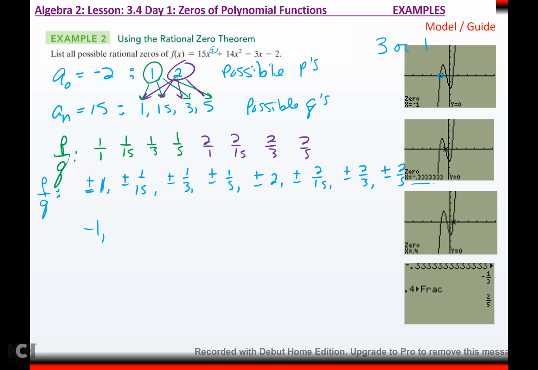This one is -0.33333333 repeating, which if you type that in a calculator is 1/3. There's my -1/3. And then the third one is at 0.4. And if you change 0.4 to a fraction, that's my 2/5, which is over here. So it did cross 3 times, and the 3 rational zeros are in the list. And I know you're going, that's a lot of possibilities. Yeah, but it's a lot less than infinity.